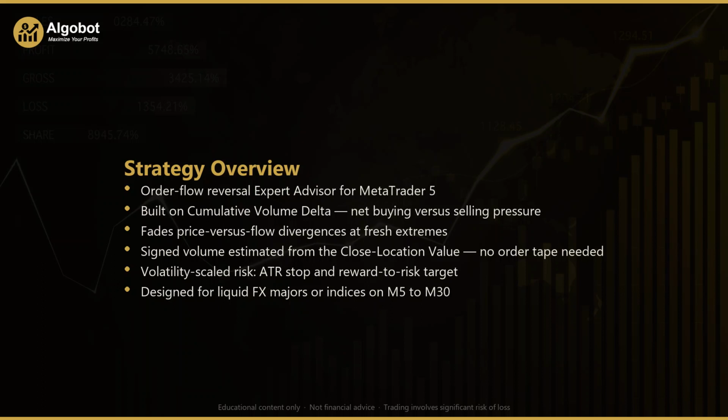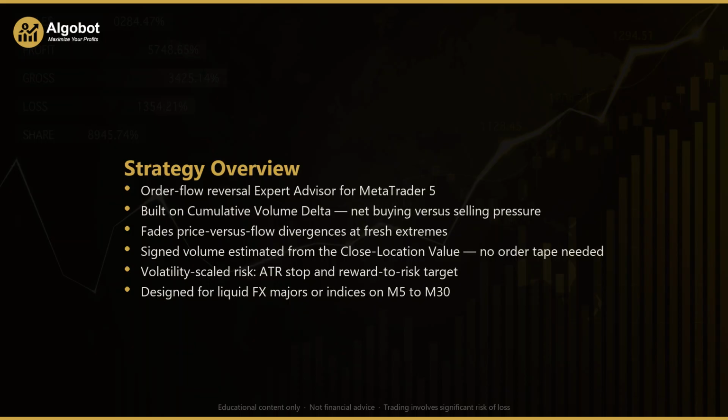Here's the core idea. Price alone only tells you where the market went. It doesn't tell you how much conviction was behind the move. Cumulative Volume Delta tries to fill that gap by estimating, bar by bar, whether buyers or sellers were more aggressive, and then keeping a running total.